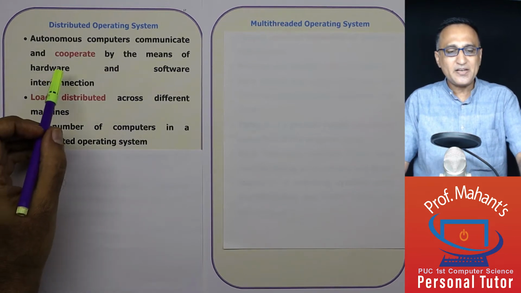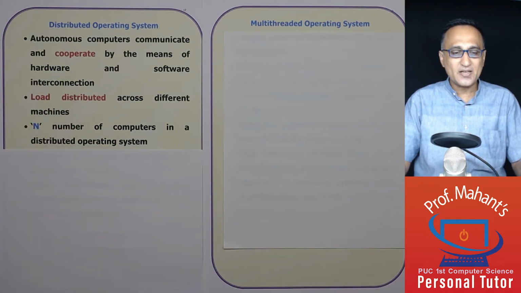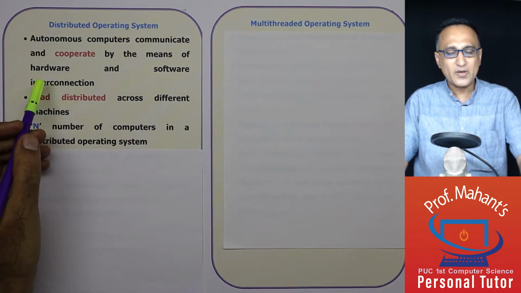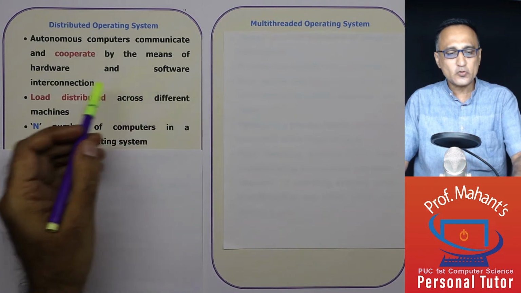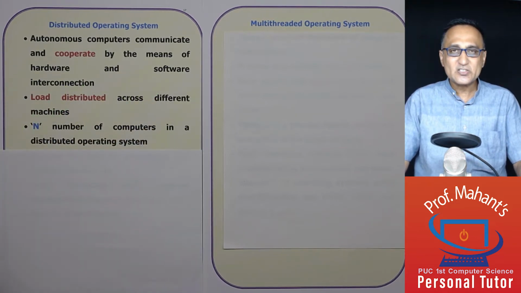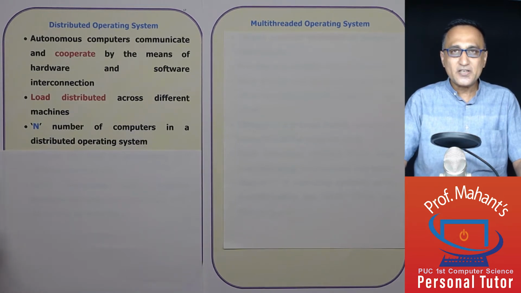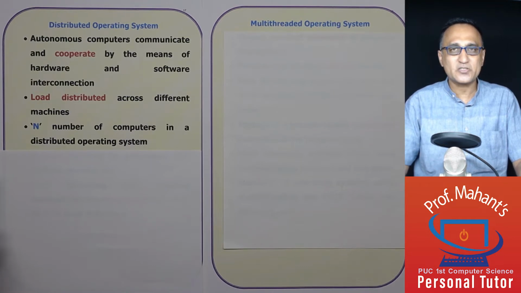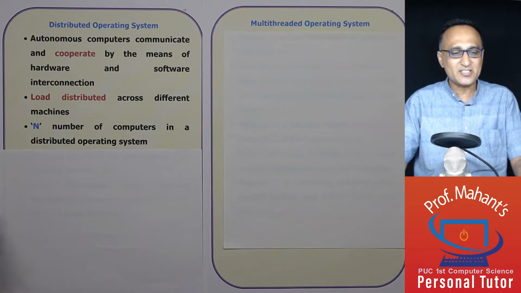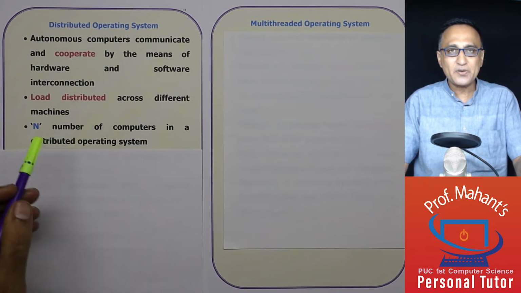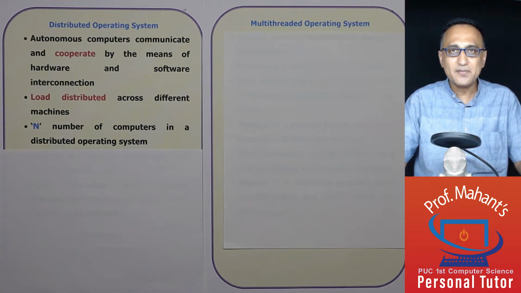Now they have the ability to talk to each other and communicate and cooperate because they are connected through hardware, cables or wireless, and through software interconnection. This software interconnection is managed by the distributed operating system. What a distributed operating system does is, let us say I have to submit a work where my video has to be processed. It will look at which of those 10 machines has relatively less load and pass on that particular processing to one of those 10 machines.